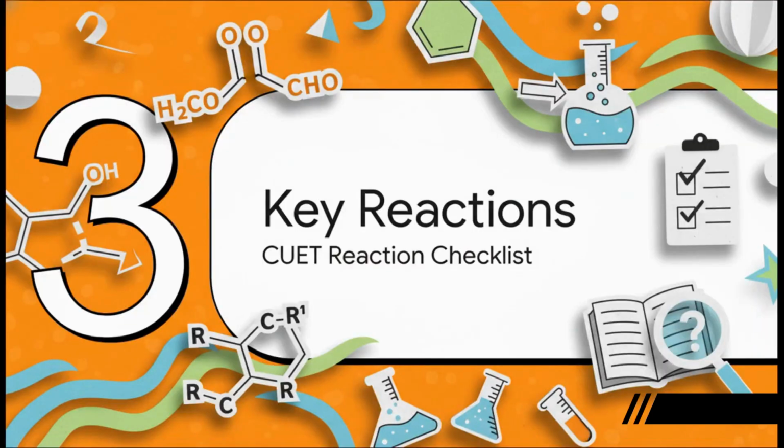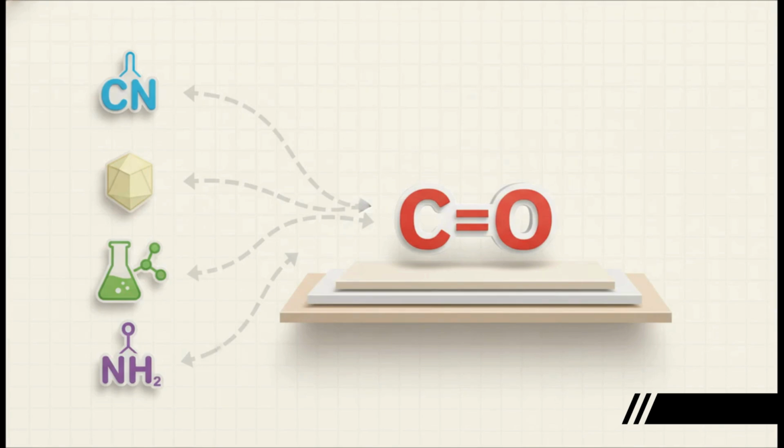Okay, so with that core mechanism locked in our brains, let's see how it actually works in the specific reactions that CUET examiners love to ask about. This is your go-to checklist. Think about it. Each of these is just a different actor playing the same role of the nucleophile. With HCN, the CN attacks, and you get a cyanohydrin, which is awesome for adding a carbon to a chain.